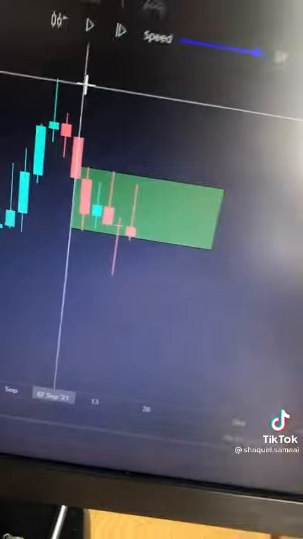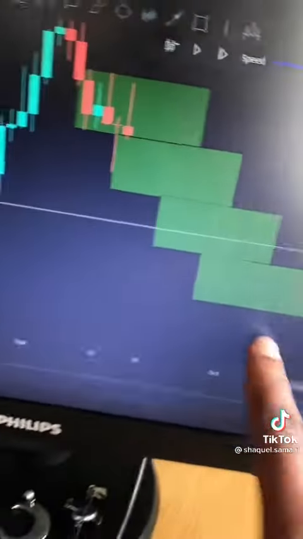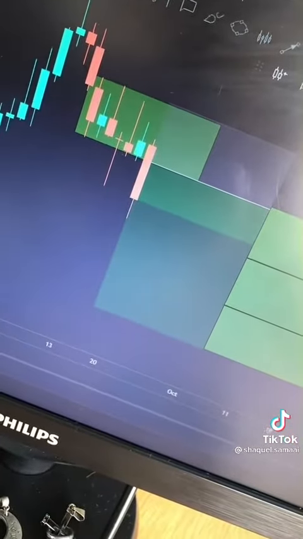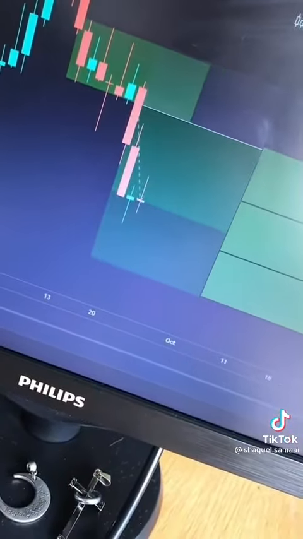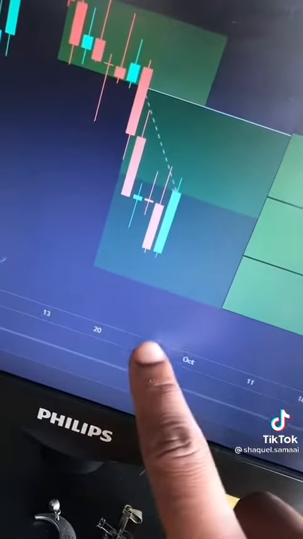This is how you find a target. Take this box, times it by 3, and that will be your target. And that's my target over there. And watch how it plays out. And we're in, and here we go. And it seems as if the market is so close to take a profit.